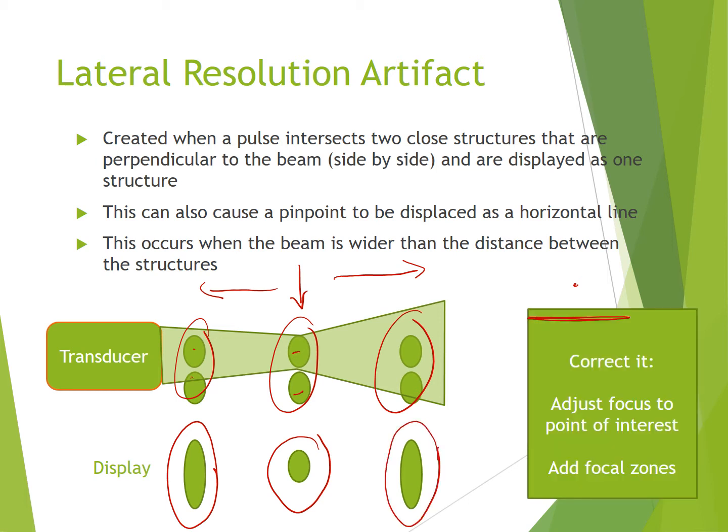To correct it then, we're going to need to adjust our focus to the point of interest. So we're making the thinnest part of our beam at the focal point, or we're going to add focal zones to make the beam thinner in more spots.